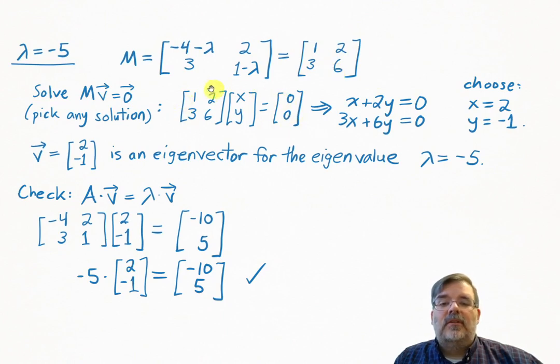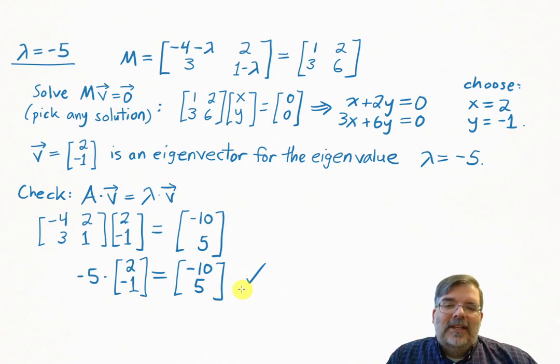Set up your equation, M times V equals 0. Writing that as a system, I see that we could choose x equals 2 and y equals -1 as a solution. So, our eigenvector, there are many correct eigenvectors, but the one we've chosen here is 2, -1. That's our eigenvector for the eigenvalue -5. To check, calculate the matrix vector product, we get -10, 5. Calculate the scalar multiplication, we get the same result. So this checks out.